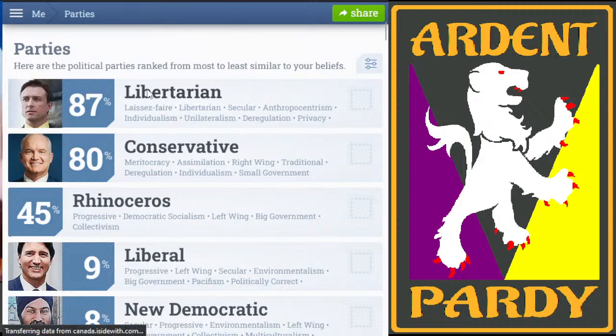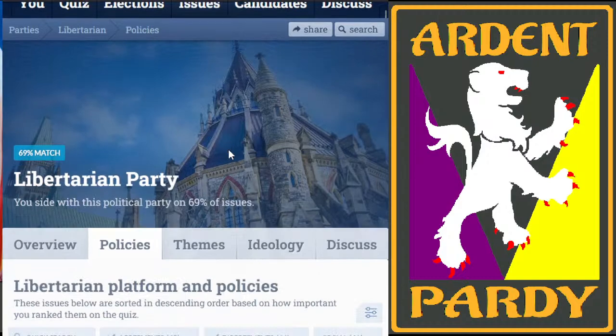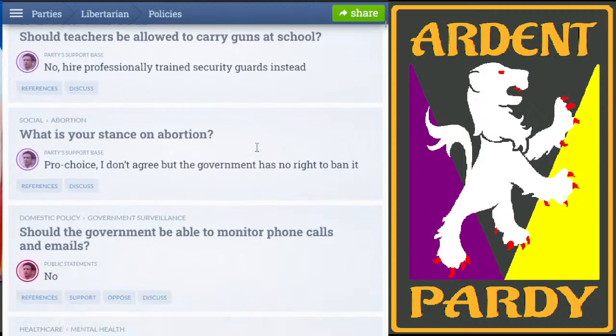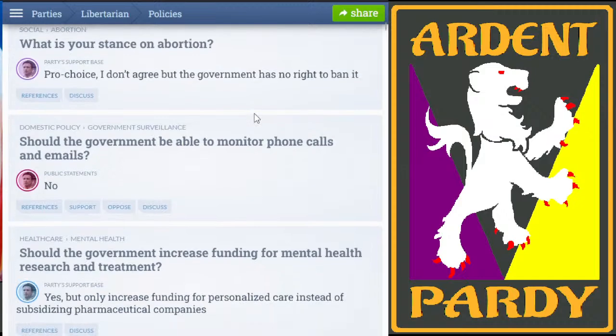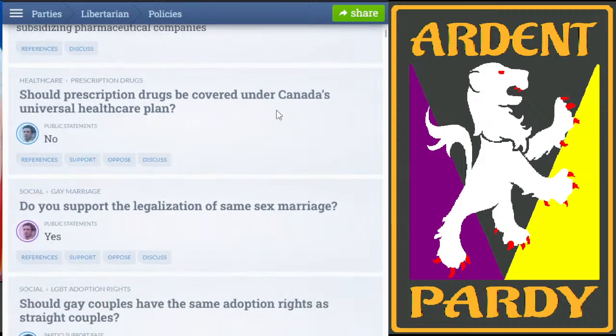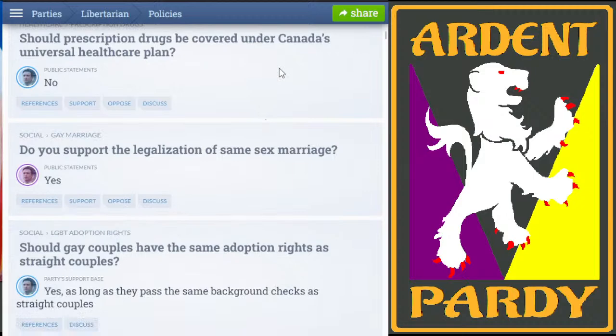So what does the Libertarian Party believe? Should teachers be allowed to carry guns at school? No, hire professionally trained security guards instead. I could agree with that. Stance on abortion, pro-choice. Should the government be able to monitor phone calls and emails? No. Should the government increase funding for mental health research and treatment? Yes. But only increase funding for personalized care instead of subsidizing? Yes. Should prescription drugs be covered? No. If you're going to have a universal healthcare plan, you might as well make it actually universal. Yes, that means increased taxes, but it also means actual increased care.